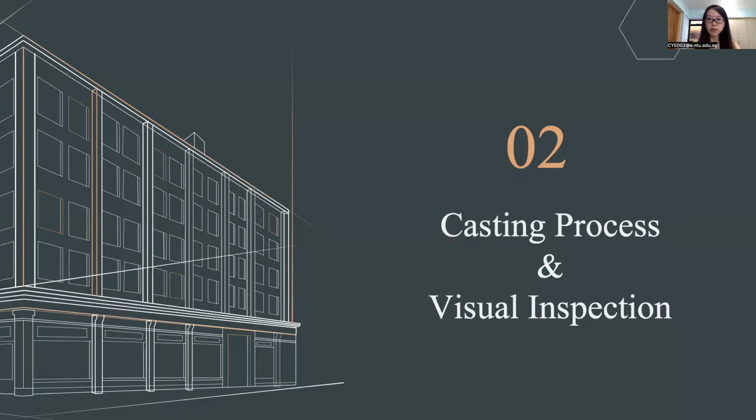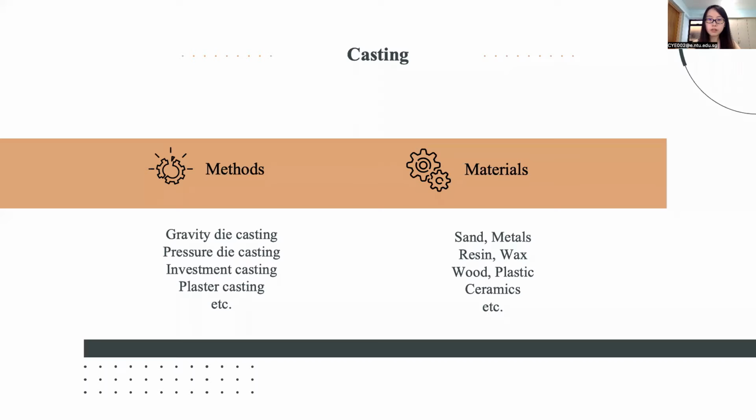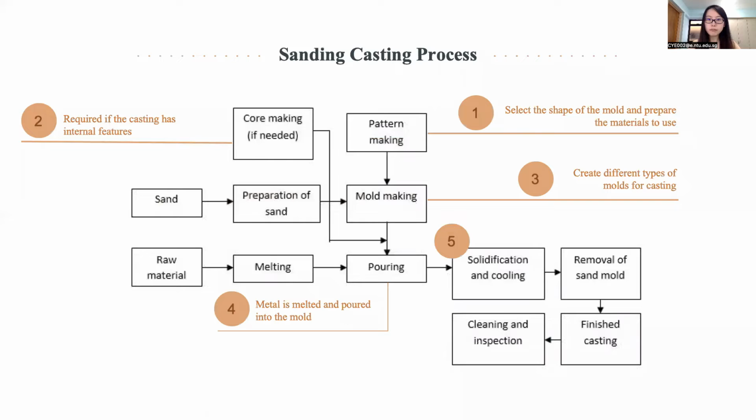Moving on, I will briefly introduce casting process and visual inspection. There are many different methods of casting, such as gravity die casting and pressure die casting, while the most common method is sand casting, and the materials of the casting mold can be sand, wood, ceramics, etc., while most of the materials to be cast are metals. There are 5 main steps involved in the casting process.